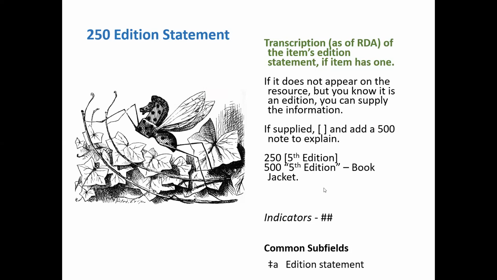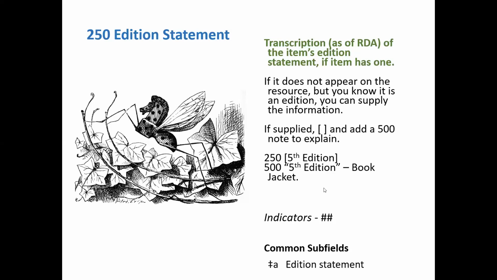We're going to skate through some of these pretty quickly. 250 is our edition statement. It's transcription, so it appears as it appears on the piece. It should match if it has one. And we will talk more about editions a lot next time. If it does not appear on the resource, but you know it is an edition, you can supply that information. If supplied, you add the brackets, and again, you add a note to explain where you got that information from.